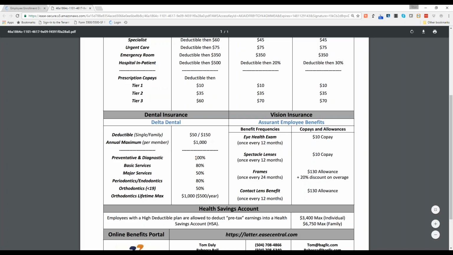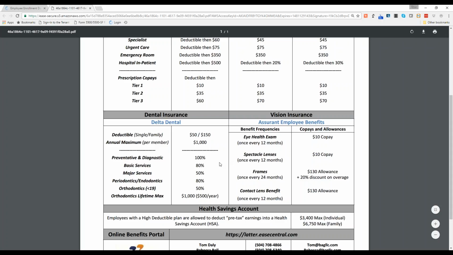You can get 2 cleanings a year for free as long as the dentist charges are within the usual and customary range, without having to even satisfy a deductible. Those services go towards your annual maximum. So the annual maximum of $1,000 per member per year represents the most that the insurance company would pay out in the given year for those services.